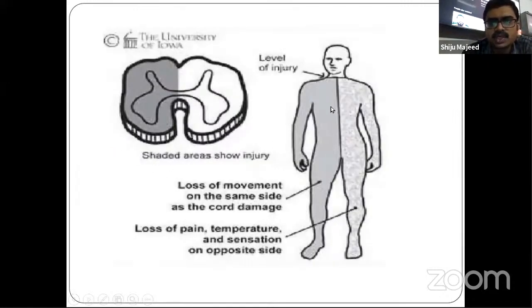So this is again what is happening. So hemisection, level of injury, suppose it's at the level of injury here: loss of movement on the same side as the cord damage, loss of pain and temperature and sensation on the opposite side. So you should be thorough about this when somebody asks you.